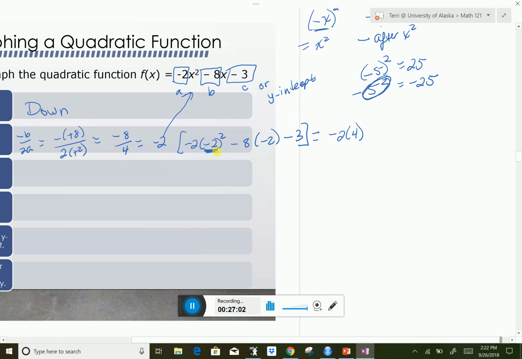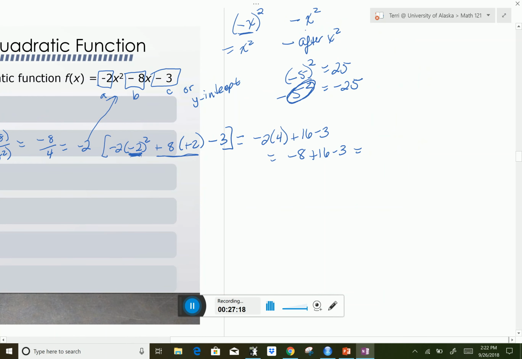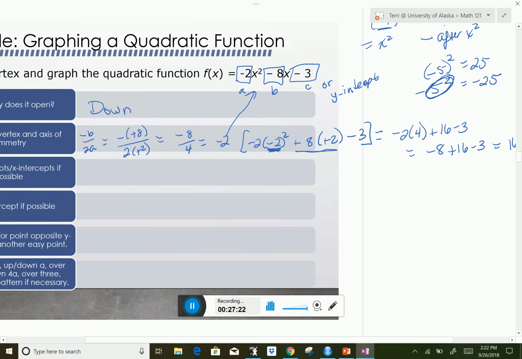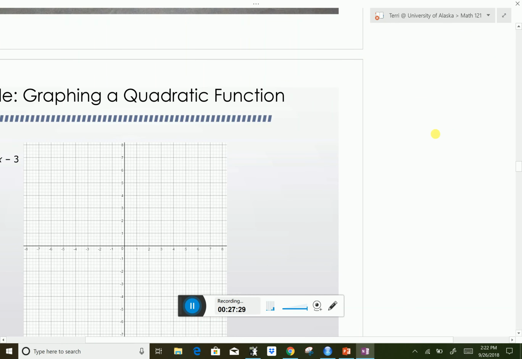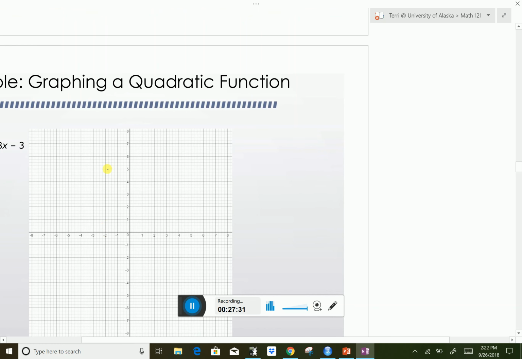So since this is in the parentheses, it's negative 2 squared, and then multiply by negative 2 again. Then these two negatives will cancel, so that's plus 16 minus 3. So that's negative 8 plus 16 minus 3, which is 16 minus 11, which is 5. So I now know that I have a point at negative 2, 5. That is my vertex.